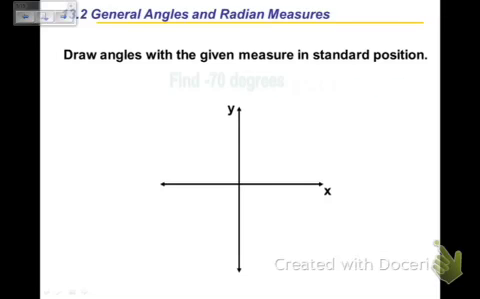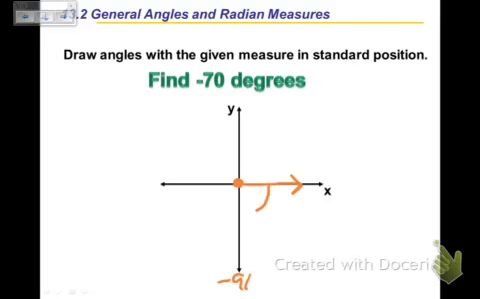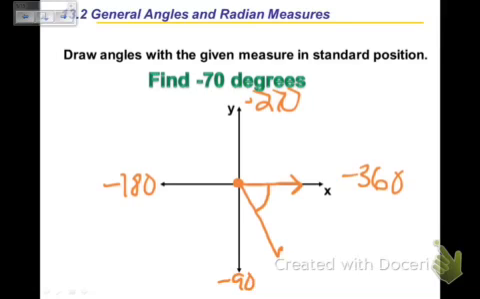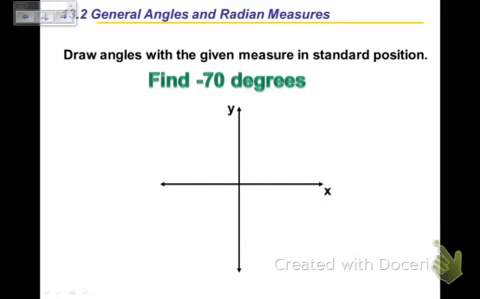Looking at the next one, we're looking at negative 70 degrees. When I go negative, I'm going to do the same thing, but I'm going to go in the opposite direction, so I'm going to go down. This would be negative 90, negative 180, negative 270, negative 360. It just goes in the opposite direction. Negative 70 is not going to get all the way to negative 90, so it stops there. I write in negative 70 degrees. If I was to draw an angle of negative 70 degrees, it would be right there. So positive goes up from the initial side, negative goes down from the initial side.